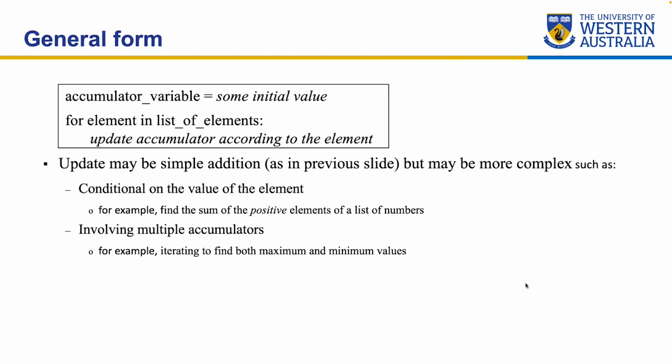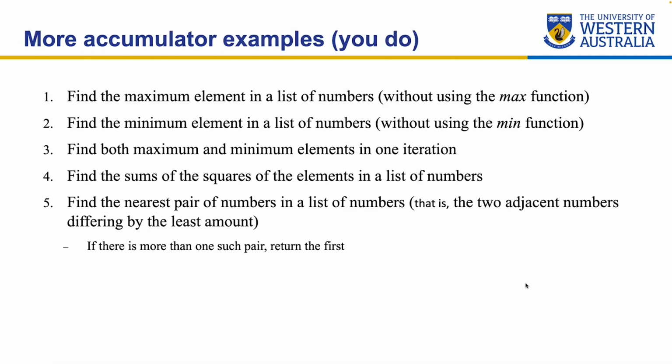Involving multiple accumulators, you might have more than one variable that's accumulating different types. So for example, iterating to find both the maximum and minimum values. Again, the built-in functions exist for max and min, but you can imagine that they would have been written using a for loop like this.